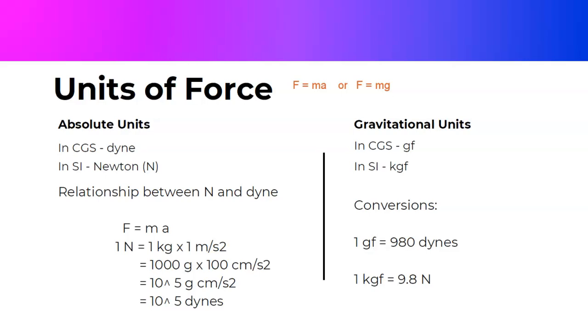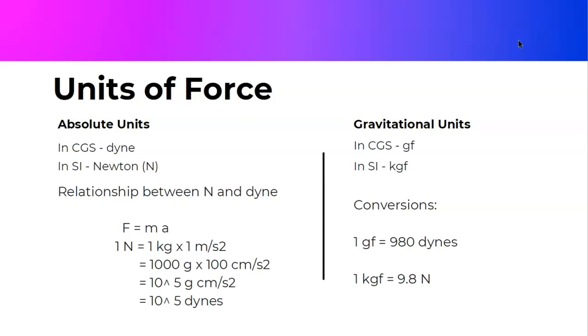Coming to the gravitational units. There are two gravitational units of force. In SI system, it is kgf, that is kilogram force. In CGS system, it is gf, that is gram force. We need to remember the interconversion between both the kinds of units. So 1 gram force is equal to 980 dynes and 1 kilogram force is equal to 9.8 Newton. This was all about units of force.